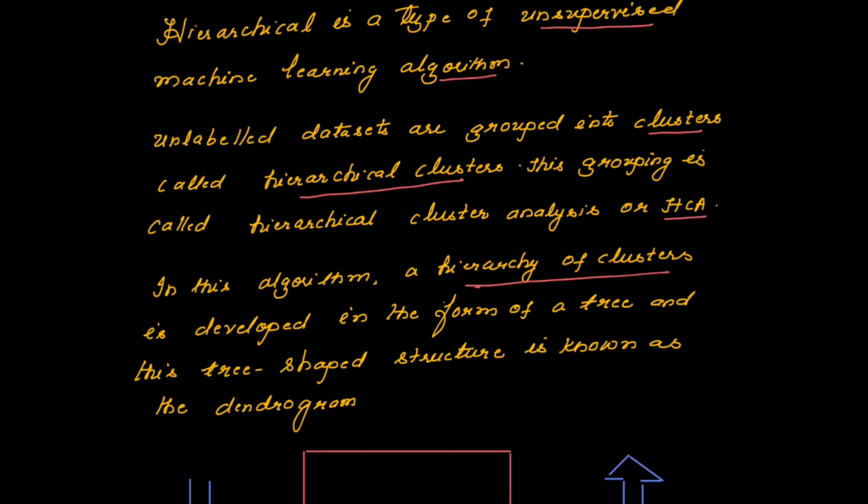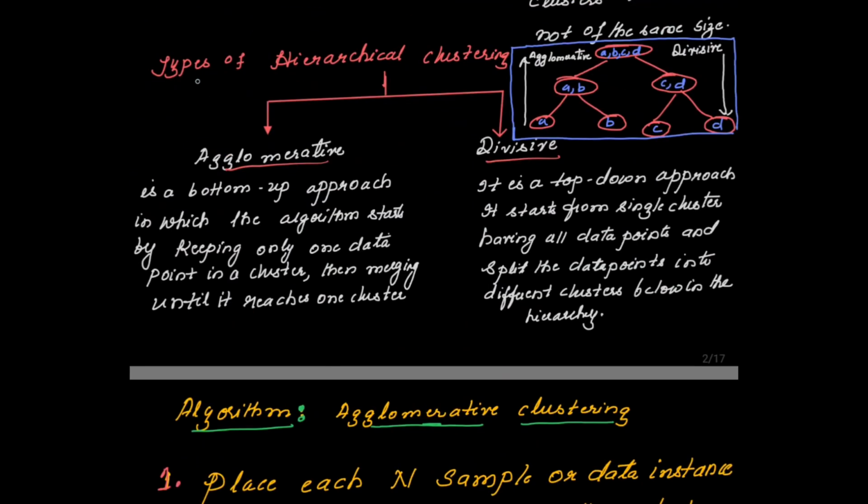In this algorithm, a hierarchy of clusters is developed in the form of a tree, and this tree-shaped structure is known as a dendrogram. Let me explain all these statements one by one with illustrations and examples. Now you just see the hierarchical clustering types. One is agglomerative and the other is divisive. What is the difference?